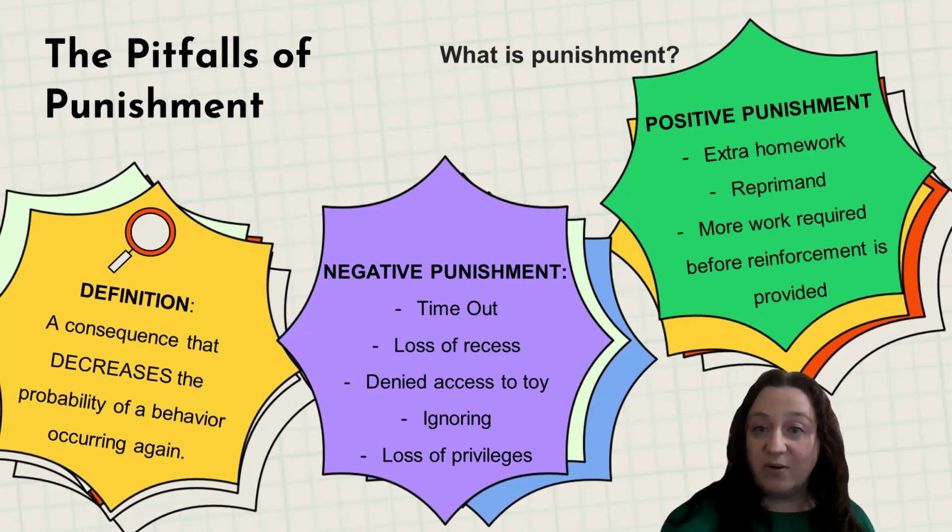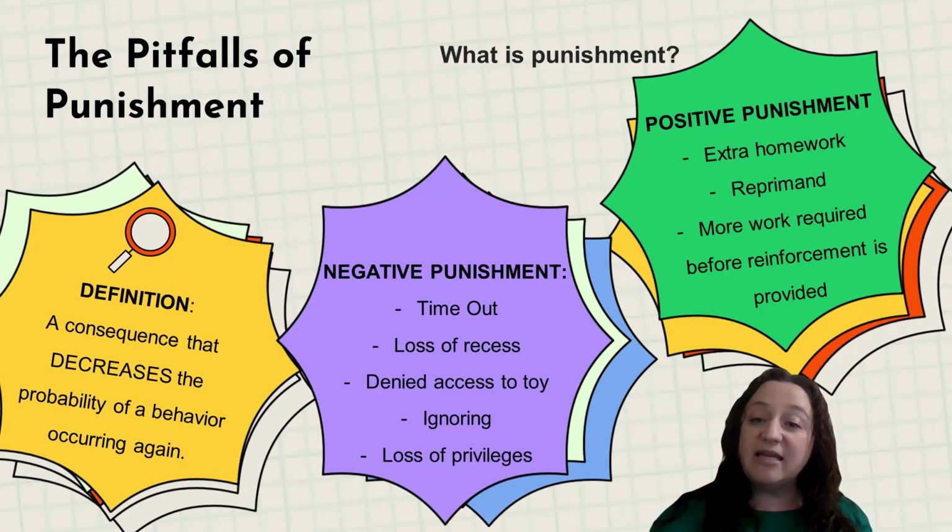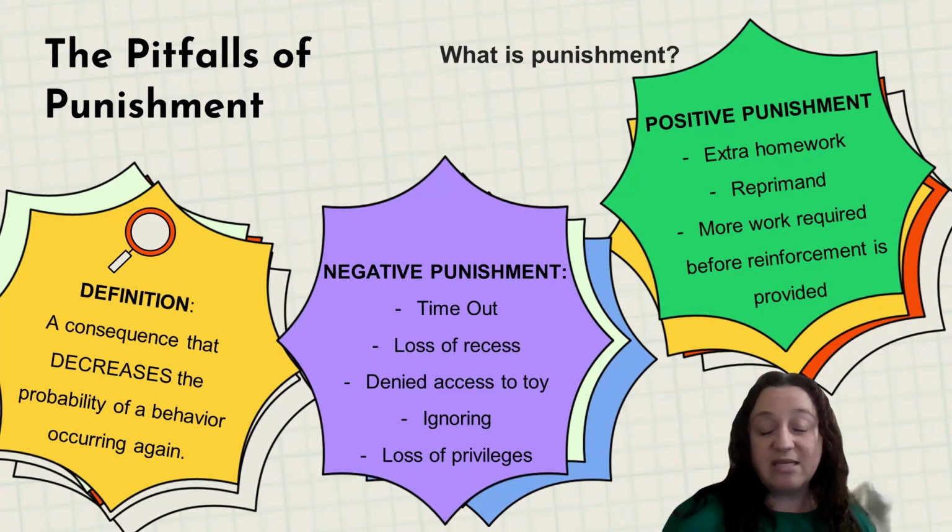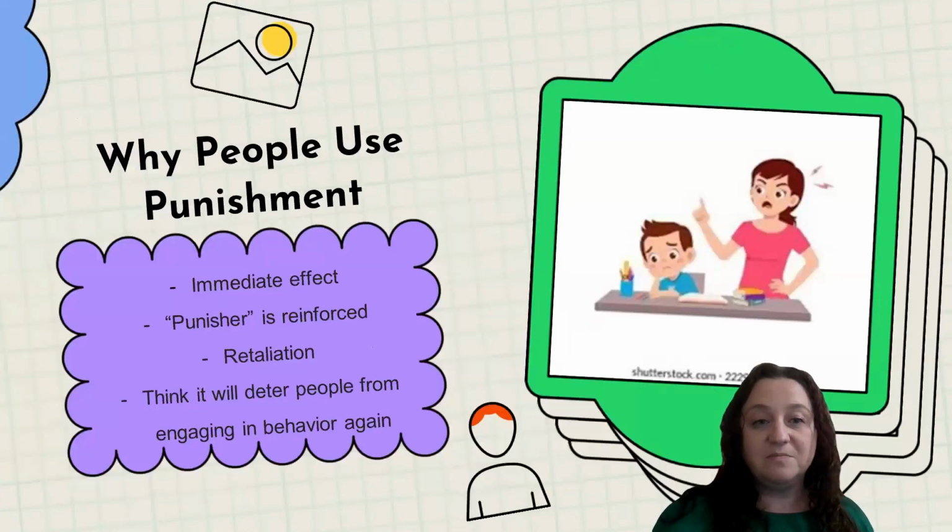The other type of punishment is positive punishment. In positive punishment, we are adding something unpleasant to the environment in order to decrease behavior. Some examples of that might be extra homework. It could be a reprimand. It could be more work being required before reinforcement is provided.